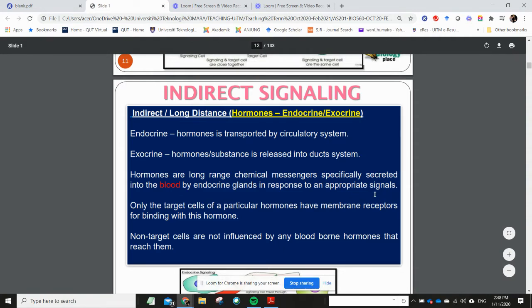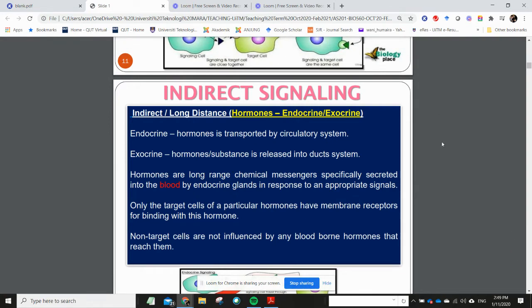So hormones are chemical messengers specifically secreted into the blood for transportation by an endocrine gland in response to an appropriate signal. When they arrive at the target area, they will bind to the target cells and cause a response. Non-target cells are not influenced by any blood-borne hormones that reach them.